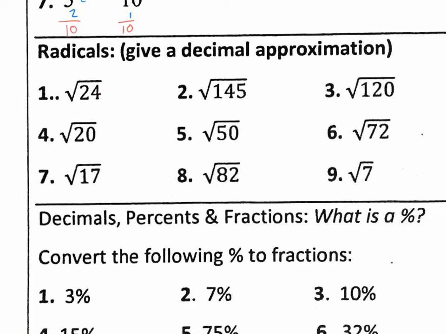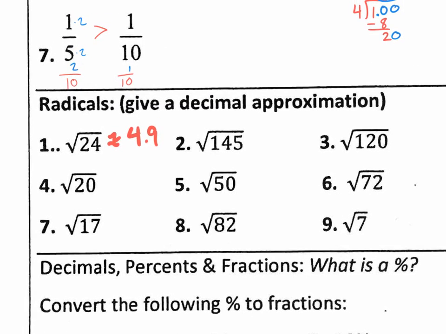24 is really close to what perfect square number? 25, right? It's just 1 away from it. So what's the square root of 25? 5. So what does this answer have to be? It has to be really close to the answer 5. So yes, 4.9 is your answer. So everybody do this. Put two squiggly equal signs right there. 4.9. Okay.